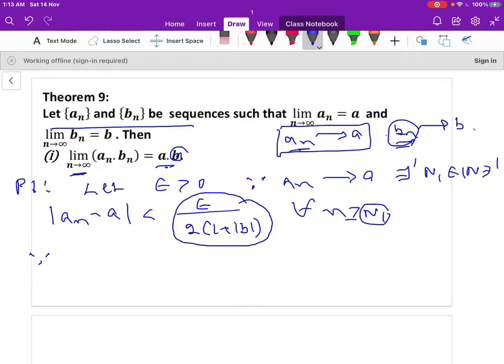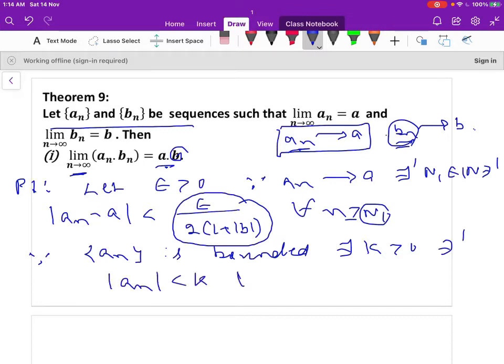Also, since an is a convergent sequence, it converges to a, therefore an is a bounded sequence. Since the sequence an is bounded, there exists a positive k such that modulus of an is less than k for all n. This is equation number 1. Take this as equation number 2.